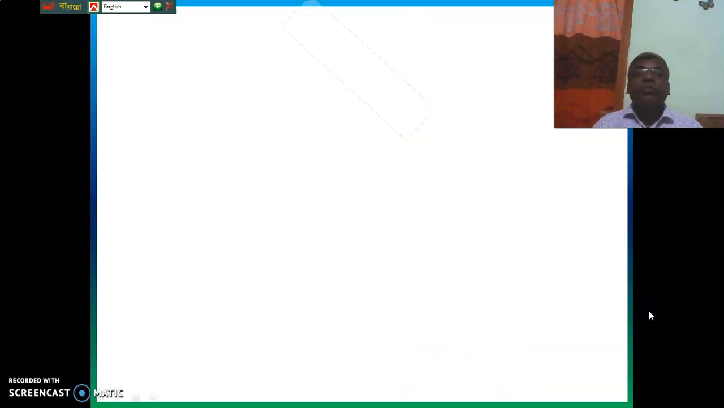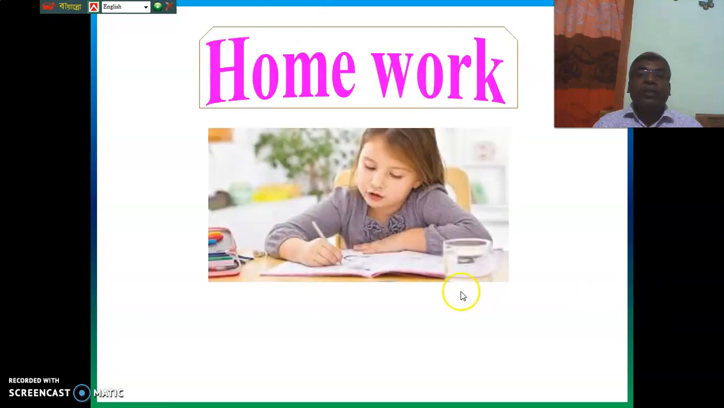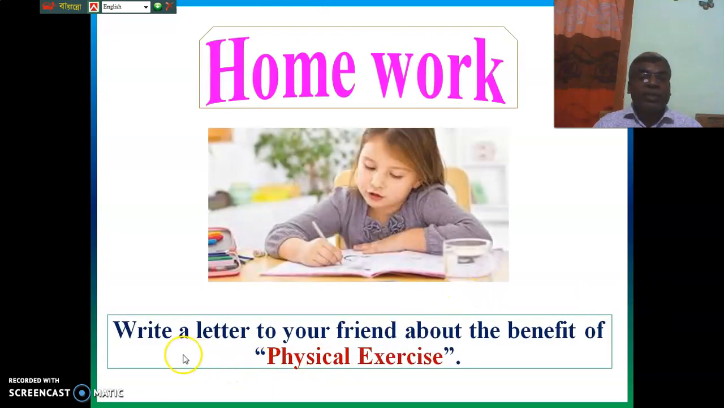Here is a homework for you. Write it down in your exercise book and complete it. Write a letter to your friend about the benefit of physical exercise.